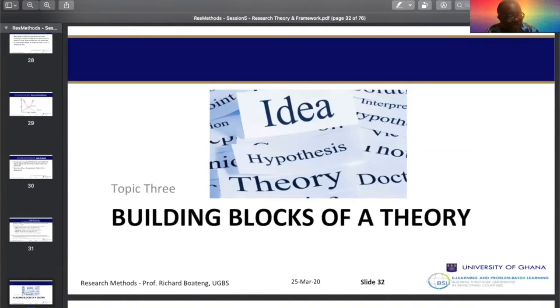So note what a theory does. That's why I gave you the definition of theory early: a coherent set of principles which I use for understanding, explaining and predicting social phenomena. So you should know what you are using the theory for. If you are predicting and then testing, then you may be thinking about a more positivist dimension, or realist dimension, or critical realist dimension.